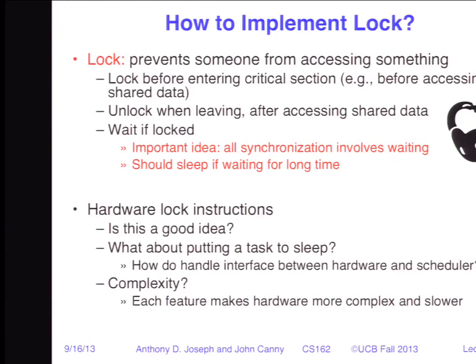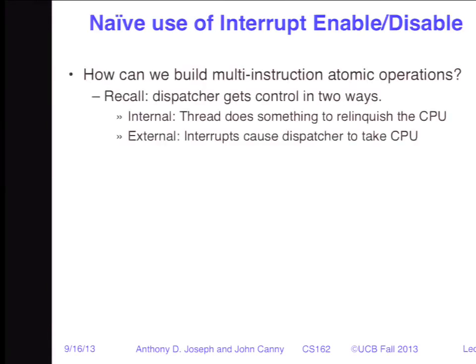So we do have something that does allow us to prevent another thread from running, and someone raised it in a comment, which is enabling and disabling interrupts. So let's implement our lock doing that. Remember, the way that the dispatcher gets control is either because you voluntarily relinquish the CPU, that's an internal event, so you yield, or you call some operation that can block, like read from the disk or write to the disk, or external. So an interrupt occurs, a network packet arrives, a timer interrupt goes off, all of those can cause us to have to relinquish control of the CPU.